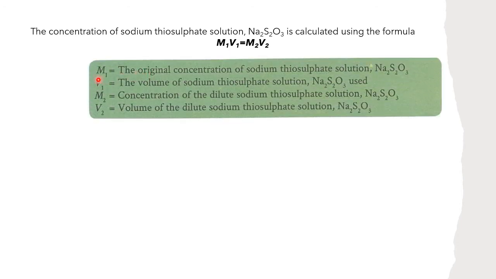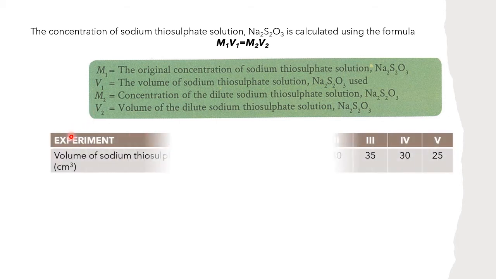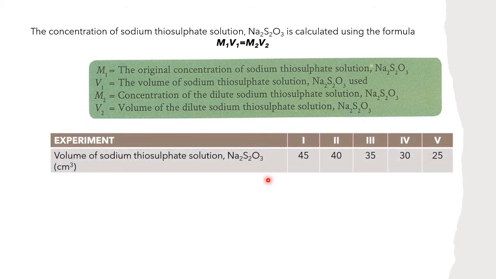Okay, M1 is the original concentration of sodium thiosulfate solution. V1, the volume of sodium thiosulfate solution used, yang berapa kita nak ambil lah. M2 is the new concentration yang kita inginkan. And V2, the volume of the dilute sodium thiosulfate solution yang kita ambil untuk jadikan dia volume yang concentration yang baru.